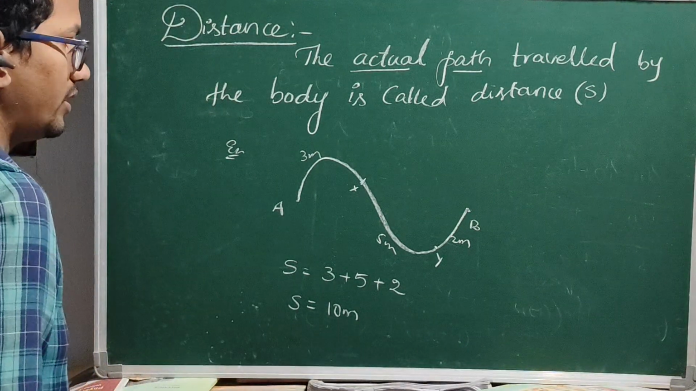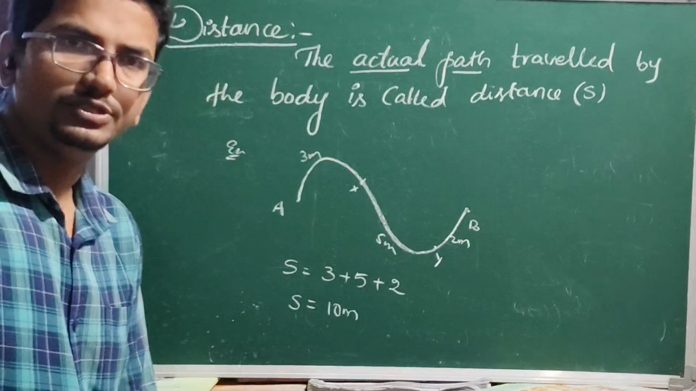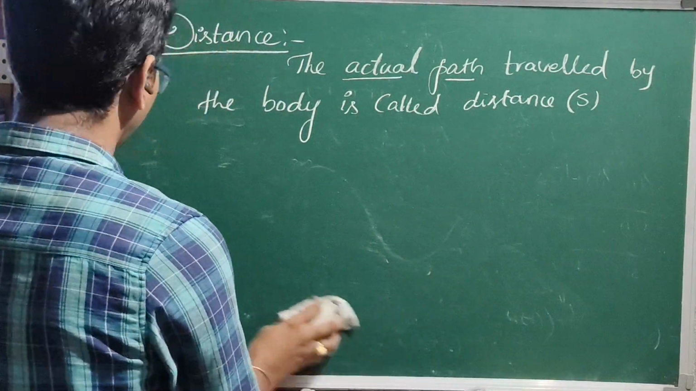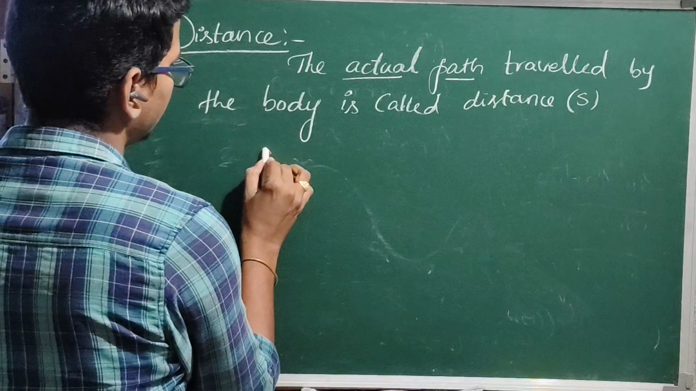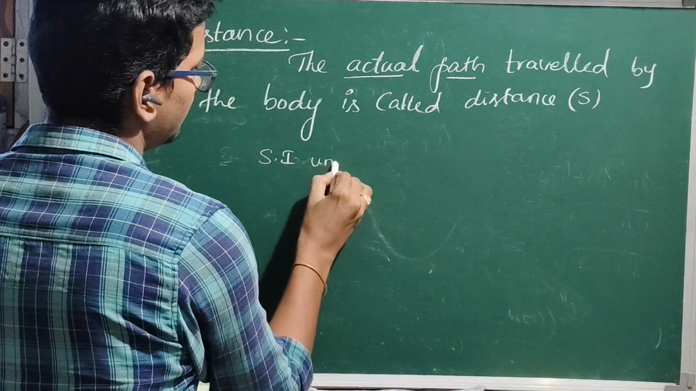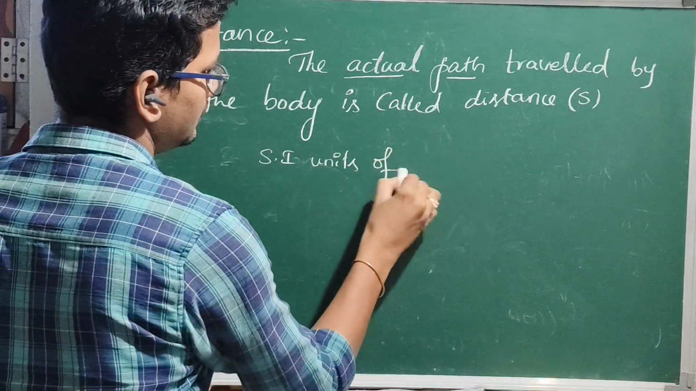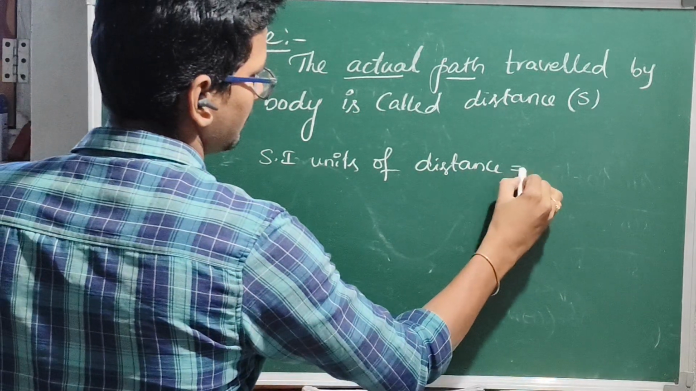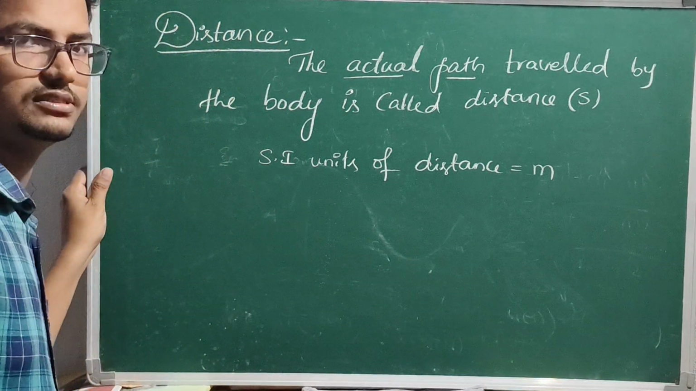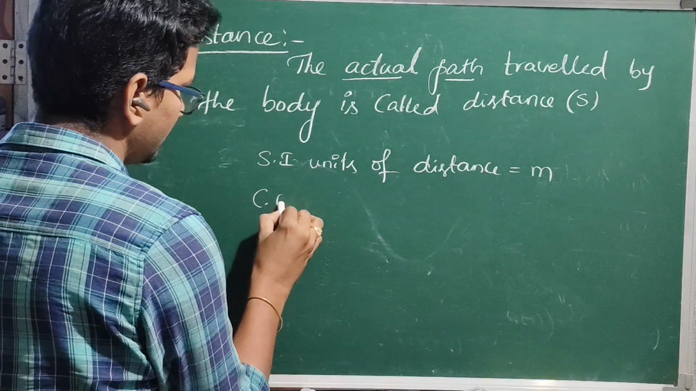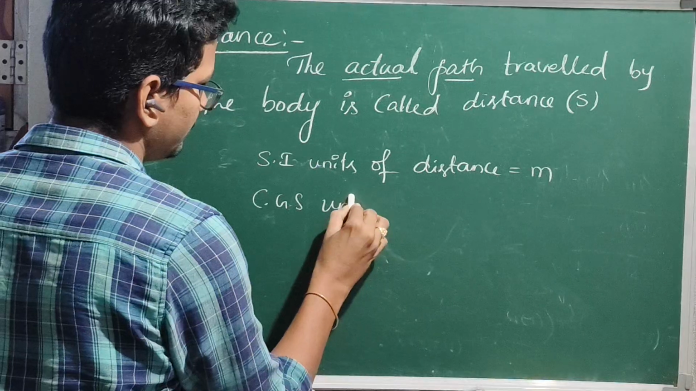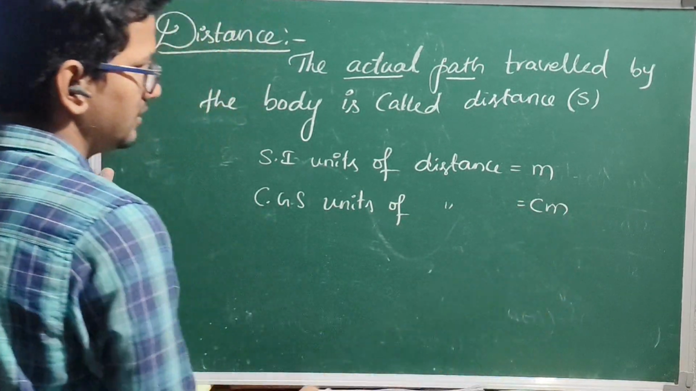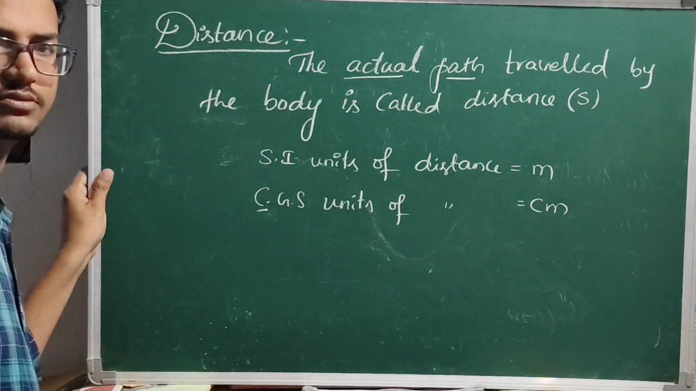Distance is what type of quantity and what are the units will be discussed. The SI unit of distance is meters. Next, the CGS unit of distance is centimeter, simply cm.